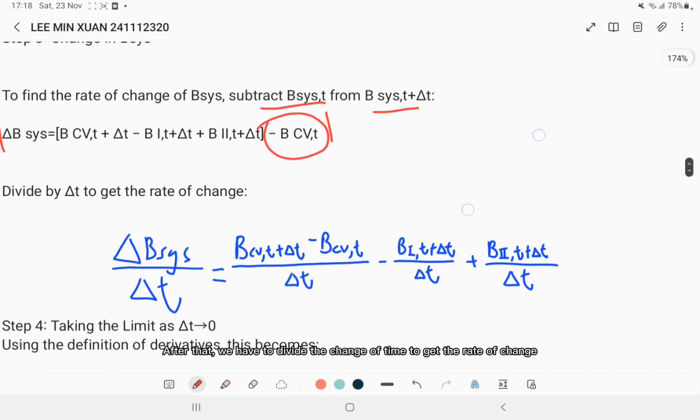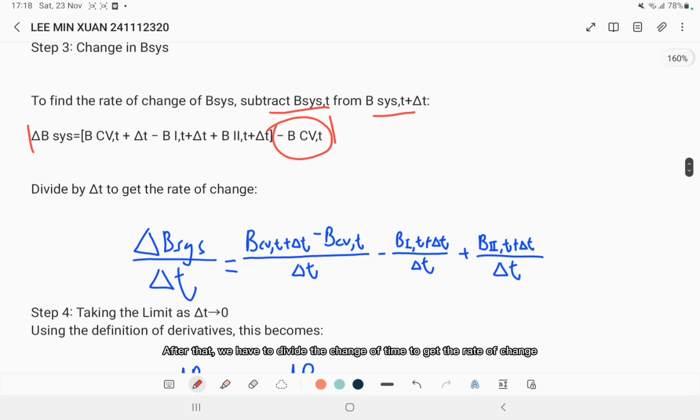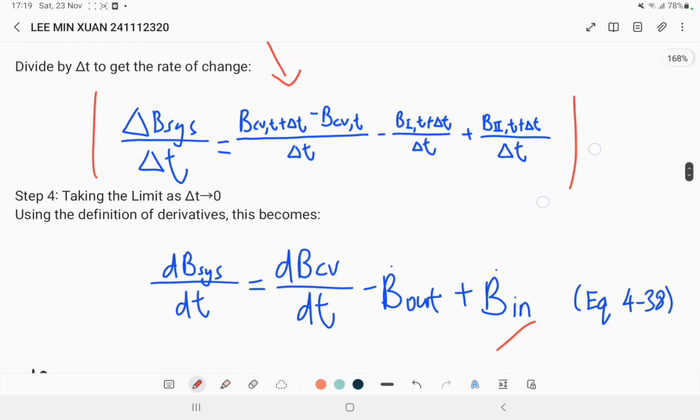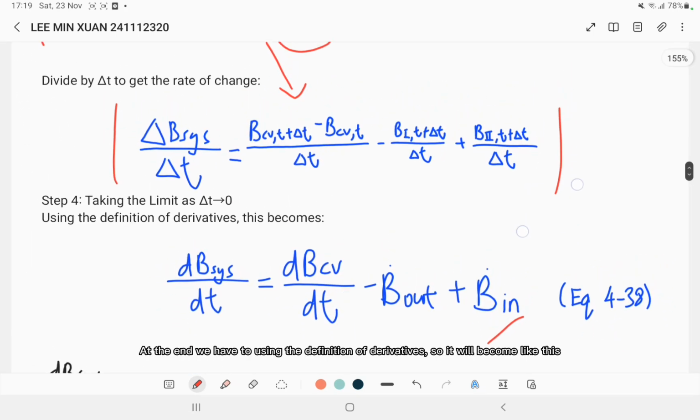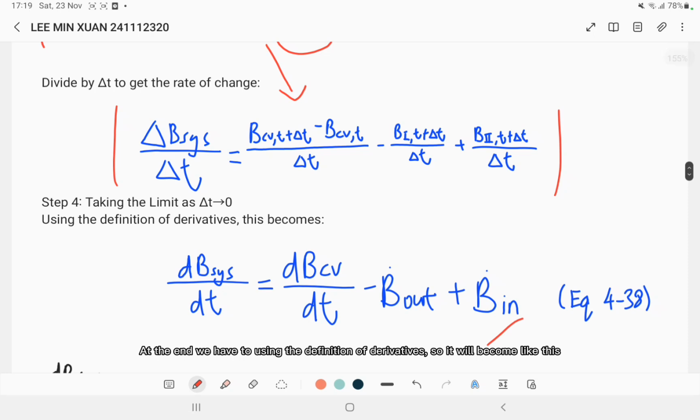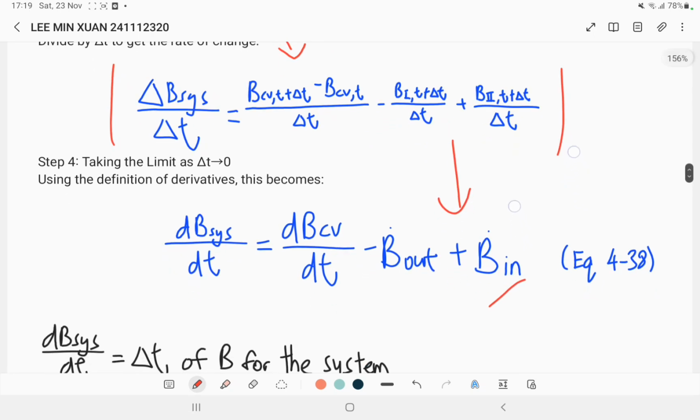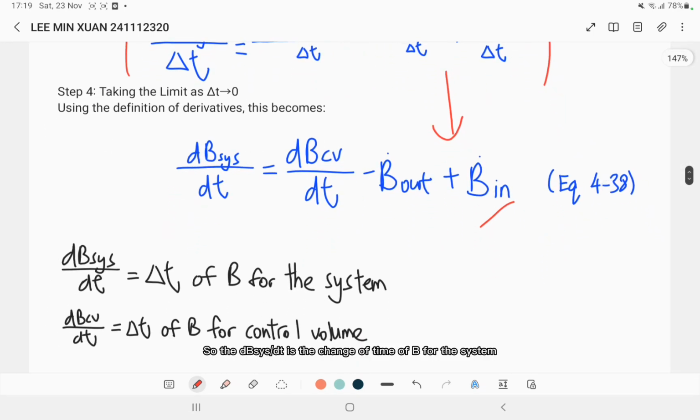After that, we have to divide by the change of time to get the rate of change. So using these equations, we divide by the change of time, and we can get this equation. At the end, we use the definition of derivatives, so it becomes like this. So dB system over dt is the change with time of B for the system, and dB control volume over dt is the change with time of B for the control volume.